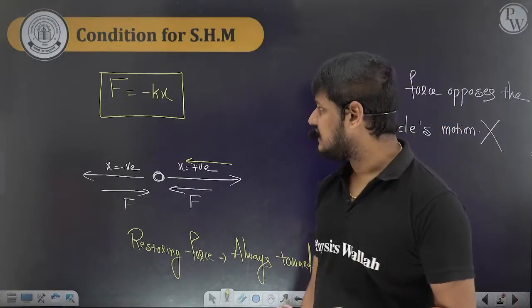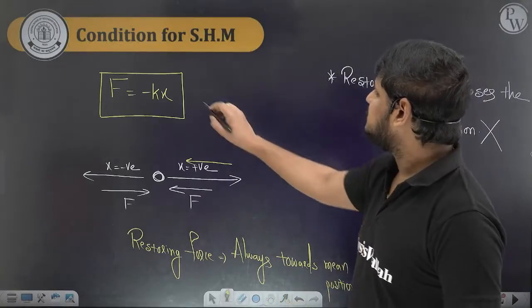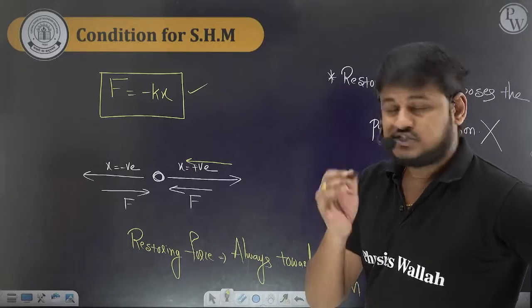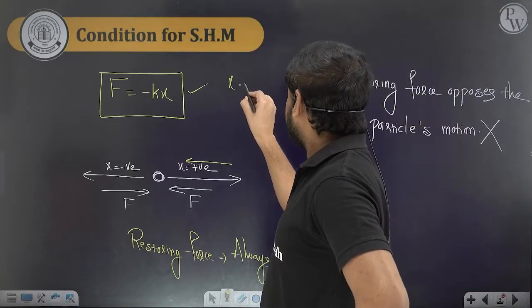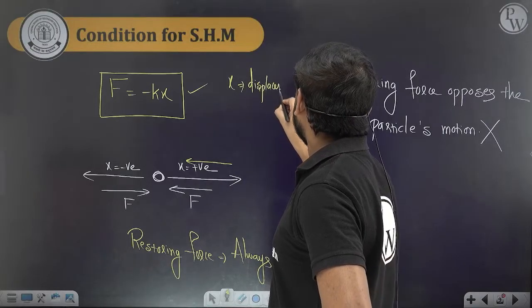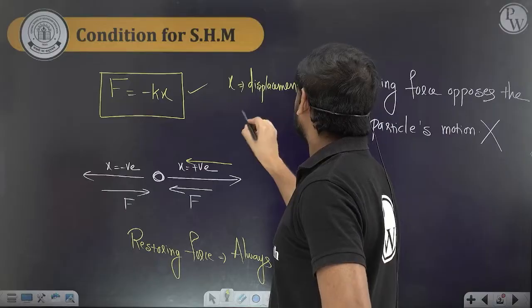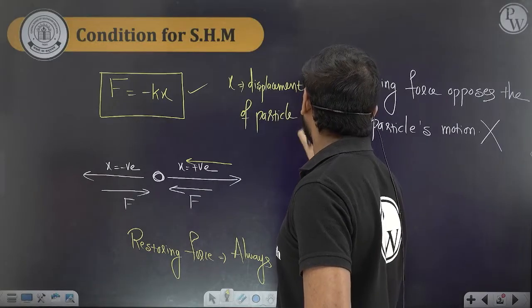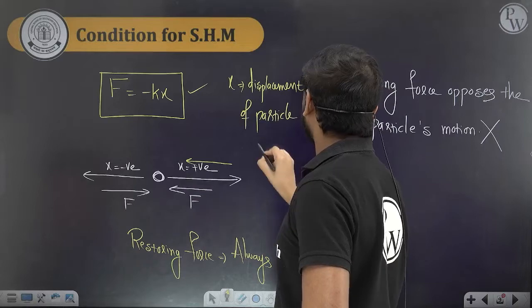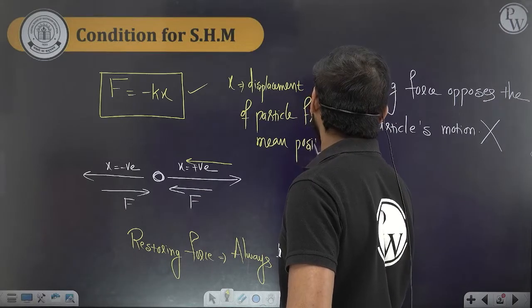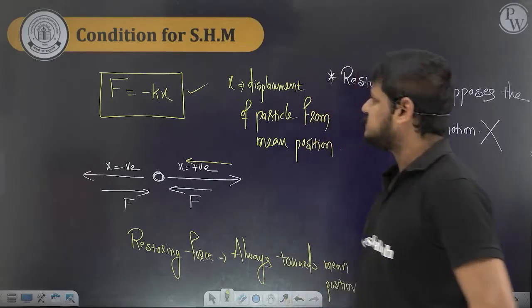Understood? Clear everyone? Chalo. So this equation you have to remember, where k is the constant and x is the displacement of the particle from mean position. Done? Clear? Chalo guys, let's move further.